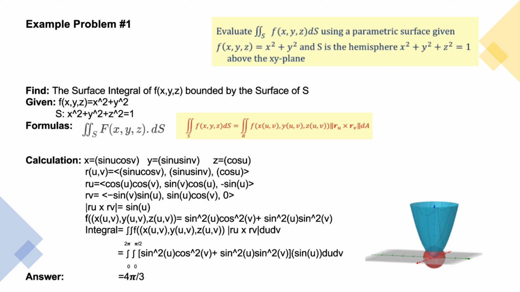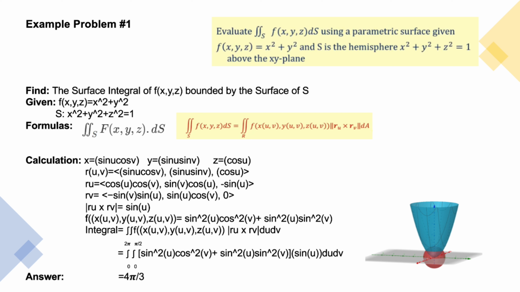Beginning with our calculations, we will transform x, y, and z into functions of u and v. You see, we get r of u and v equals sine of u cosine v, sine of u sine of v, and cosine of u. We take the partial derivative with respect to u and the partial derivative with respect to v. We take the cross product of r sub u and r sub v and find the magnitude, which equals sine of u.